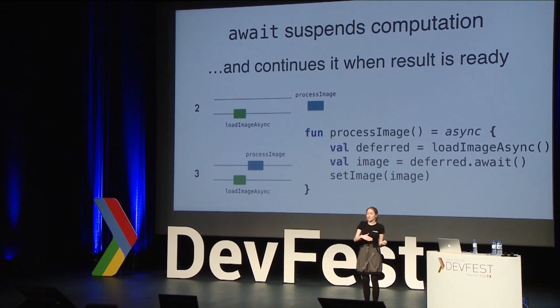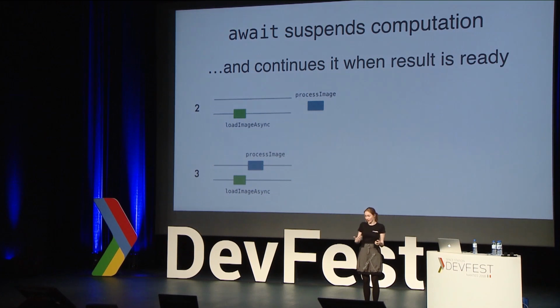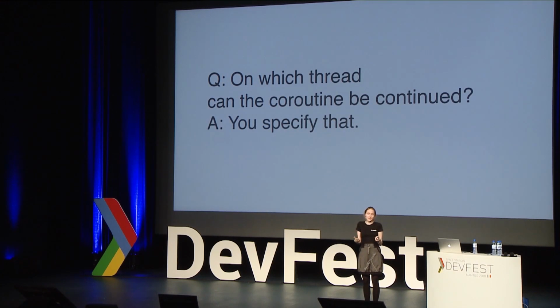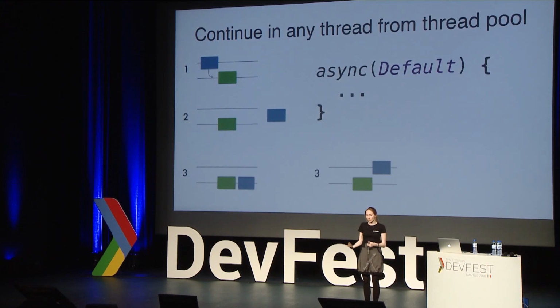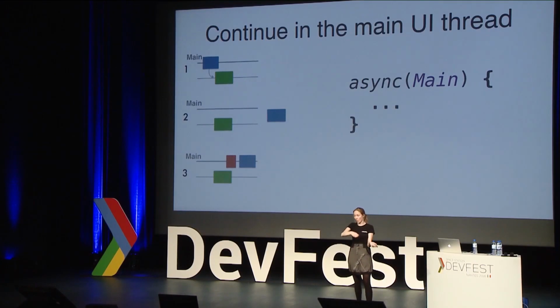You may ask here, on which thread will my suspended computation be continued? And the answer to this is that you specify that. By default, the default thread pool is used, and that means that your computation might be continued on any thread from the default thread pool. However, you may specify that this is something that should be run only on the main UI thread, and in this case, when you suspend this computation, you continue it on the main thread.